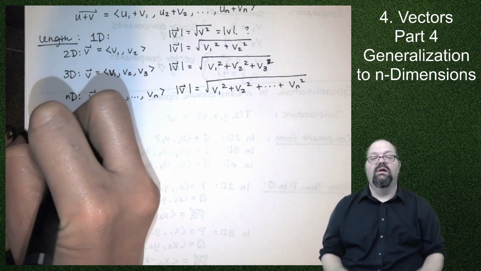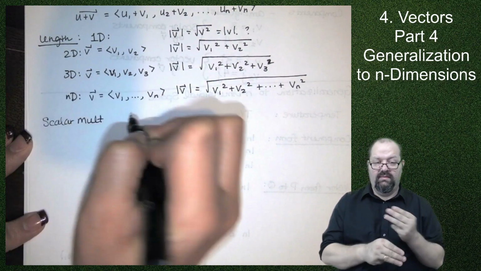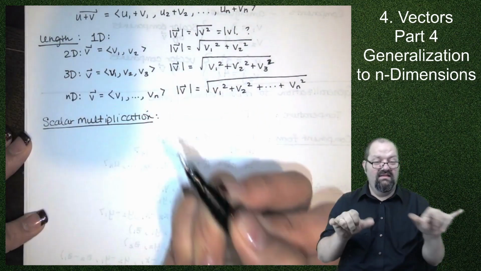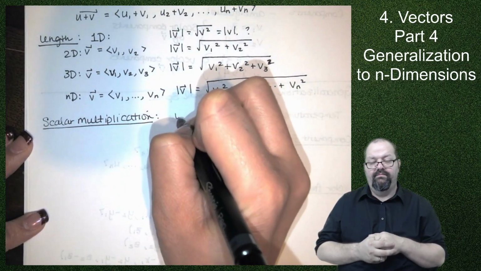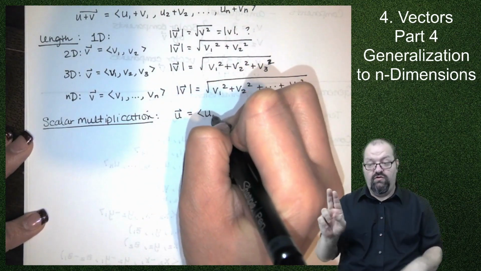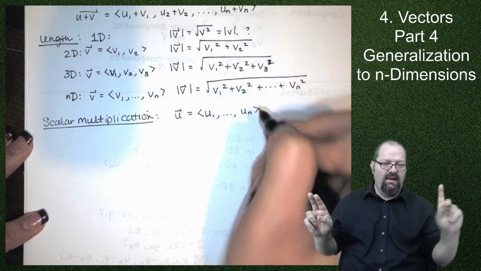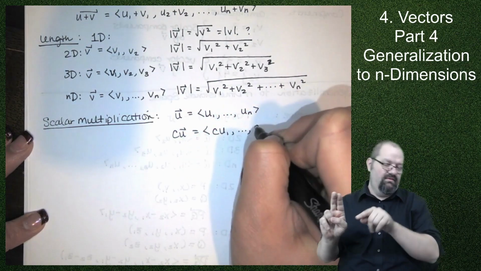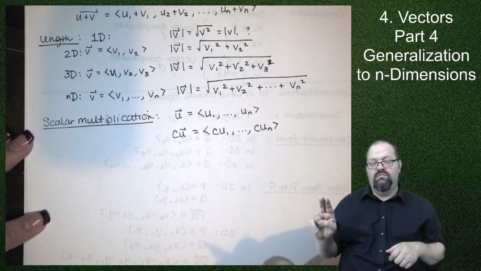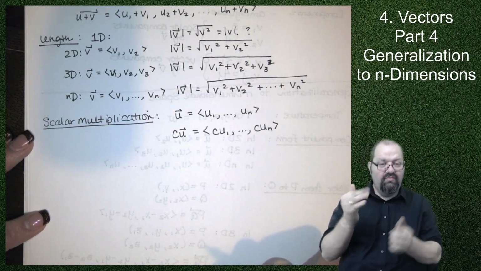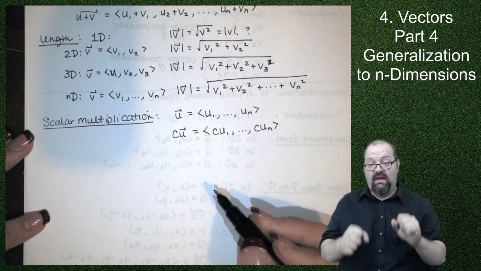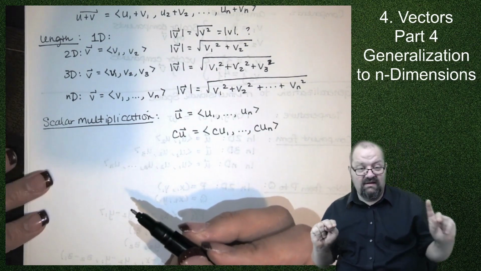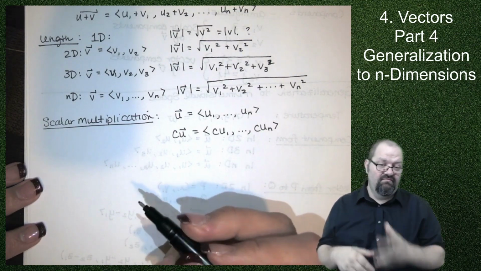Scalar multiplication. It's, of course, exactly the same. If U has n dimensions, C times U has n dimensions. Multiply all of the components of U by C. And U could be 2, so it'd be 2-dimensional. U could be 3, be 3-dimensional. It could be n equals 5. It could have 5 dimensions. That'd be fine. Scalar multiplication is the same.